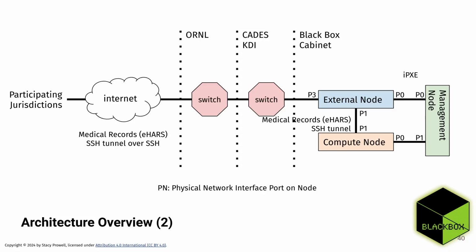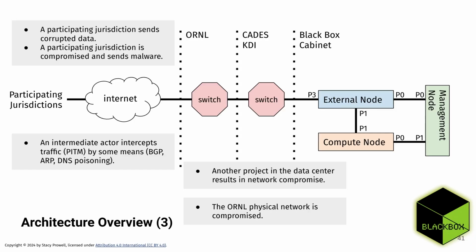So, we have medical records in the EHARS format coming over an SSH tunnel over another SSH tunnel. And internally, we have medical records flowing over an SSH tunnel in the EHARS format. That's what we have moving around that we want to protect. So we have some possible threats. A participating jurisdiction might send us corrupted data. How do we deal with that? Well, again, we do this scanning of the data and we throw it away if it doesn't conform correctly.